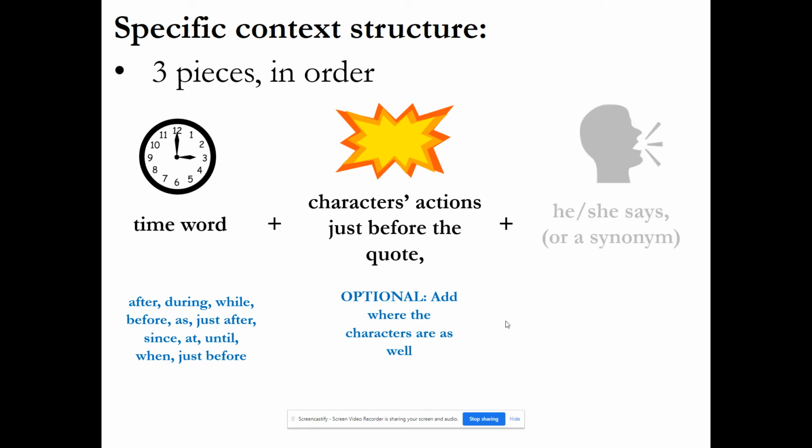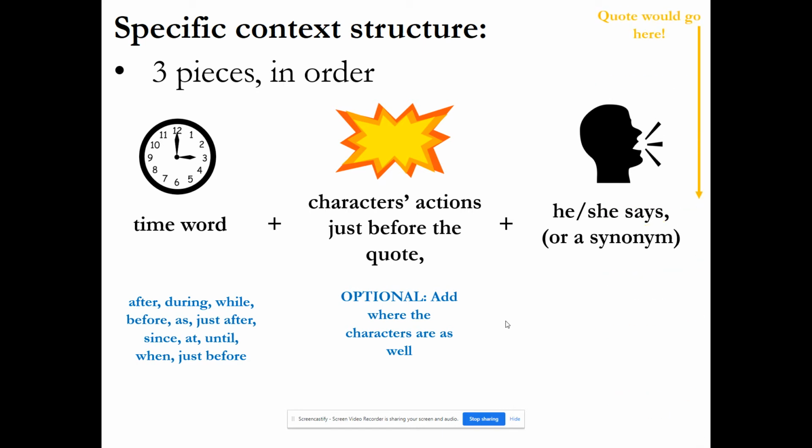And then the third piece of context is he, she says, or a synonym of says. So it could be yells, he yells, screams, cries, whispers, calls out, threatens, growls, or responds. Be sure to keep these in present tense. You always want to be writing in the present tense and never in the past. You always say says, not said, when you're writing about literature. So present tense, you need to write about the story as if it's happening right now in front of you.